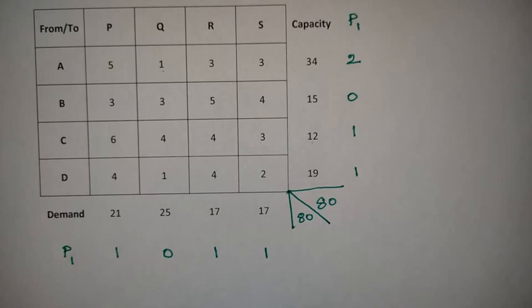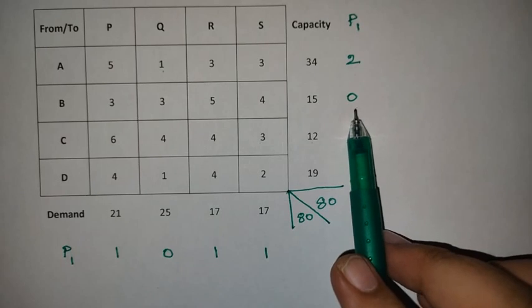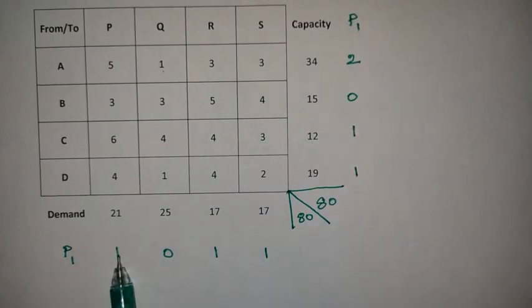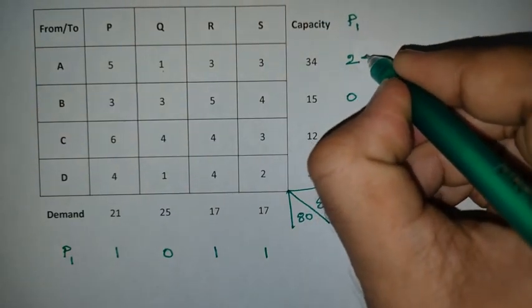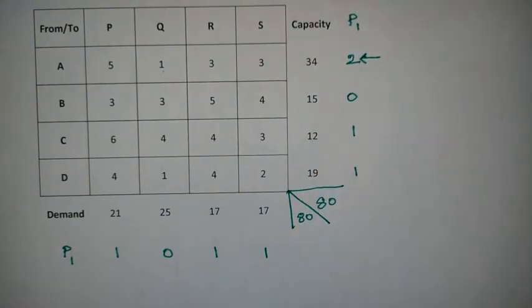Now we need to go for allocation. So how to allot? Now we have calculated a total of 8 penalties: 2, 0, 1, 1, 1, 0, 1, 1. So in these 8 penalties, what is the maximum value? The maximum value is 2. Now make an arrow to that.